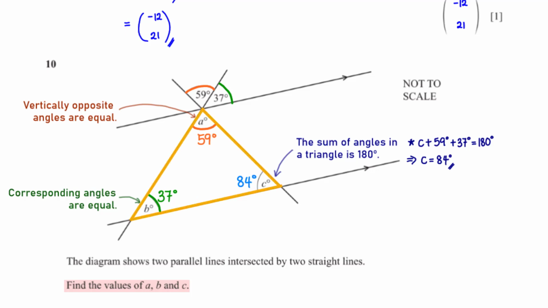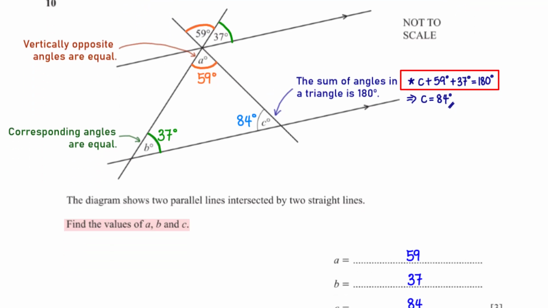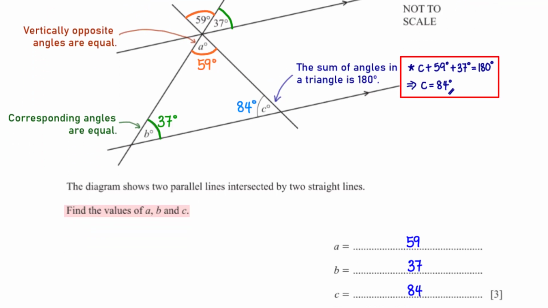The sum of angles in a triangle must add up to 180 degrees. So we have C plus 59 plus 37 equals 180. When we make C the subject, we get C equals 84.